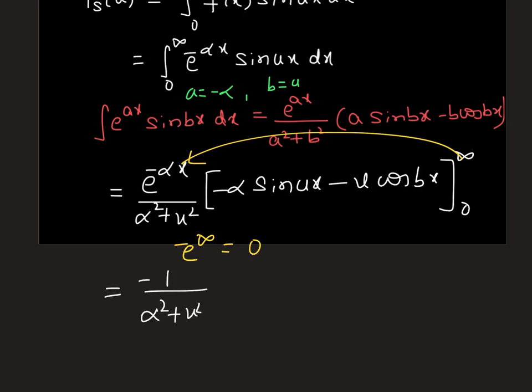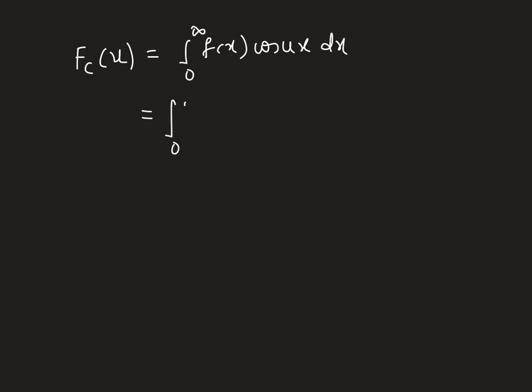Therefore, when applying the lower limit, I took the minus already. In the bracket, we get only minus u. So finally, our sine transform answer will be u divided by alpha square plus u square. Now let us find the cosine transform of the given function. First I'll write the formula: the Fourier cosine transform is given by integral 0 to infinity f of x cos ux dx. Since the function is e power minus alpha x, it is e power minus alpha x cos ux dx.